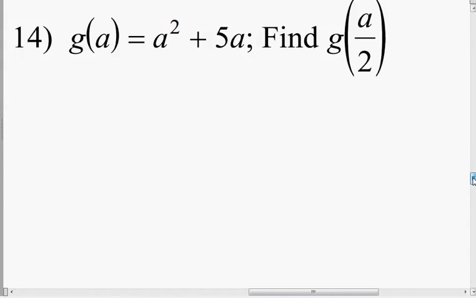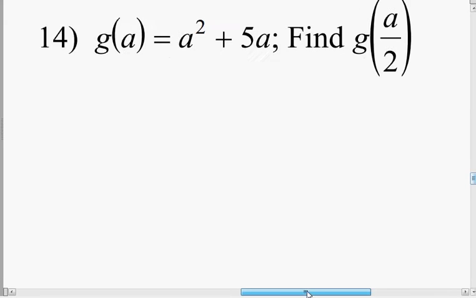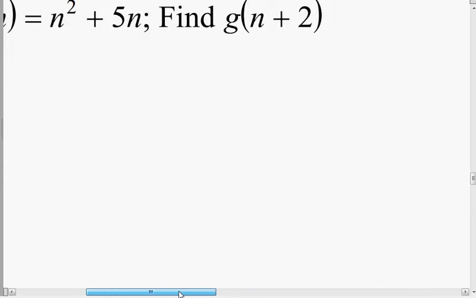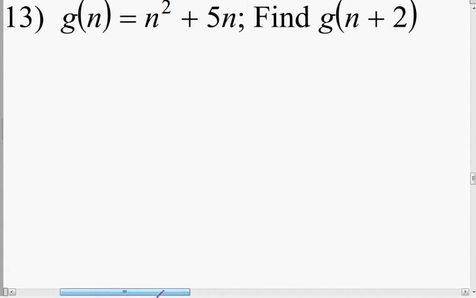Let's try number 13 now. See what you can do with number 13. Pause the video and work on number 13.